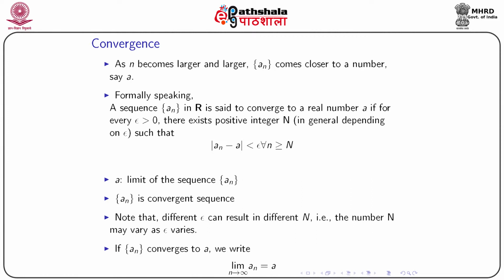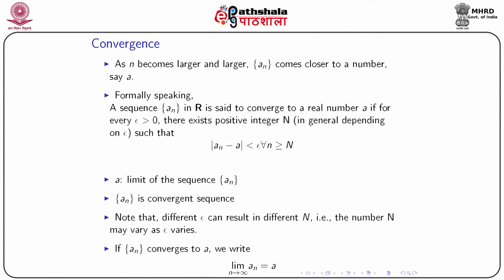So now we'll define what we mean by convergence of a sequence. By convergence we mean that whenever n tends to infinity, that means n becomes larger and larger, if the sequence comes closer to a particular number, then that number will be regarded as the limit of the sequence. So this is the informal definition.